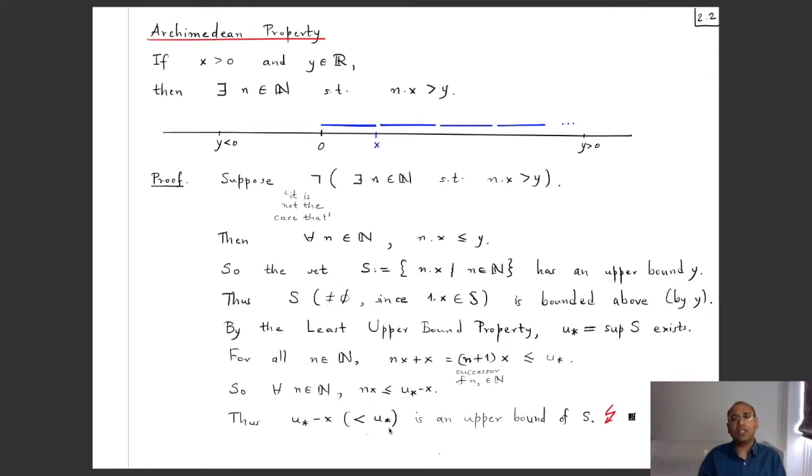So this contradiction shows that our original assumption was not true. So there exists a natural number n such that nx is bigger than y. This was something which was intuitively obvious, but we have now proved it using the least upper bound property of R. So we will sometimes need to use this Archimedean property.